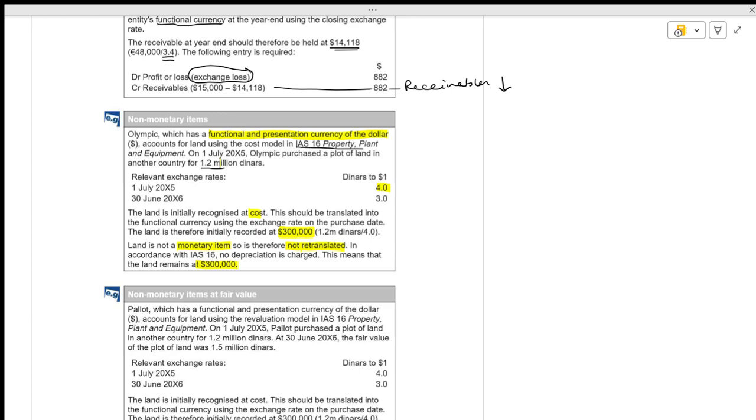This is going to be used at a later stage, whenever we are translating the financial statements into a functional currency. In that case, we have to be very clear about non-monetary items and monetary items. Non-monetary items should not be retranslated, including inventory.